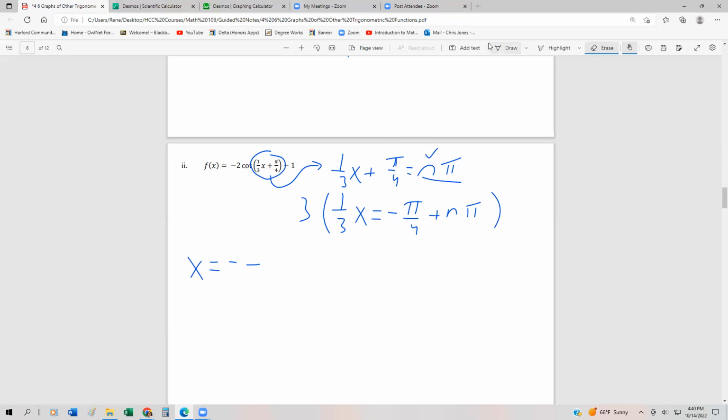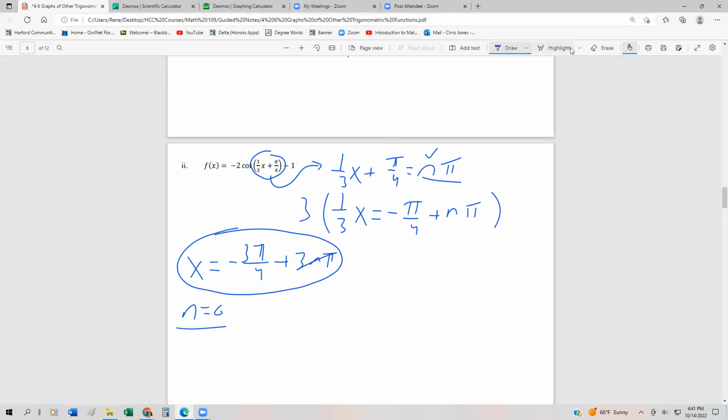That's going to be negative 3 pi fourths, and then plus 3n pi. All right, so that's the equation of all the asymptotes. Now, if we want two consecutive asymptotes, an easy way to do that is to substitute 0 back in and then substitute 1 back in. When n equals 0, that just makes this go away, which makes things really nice. That's why we use 0 and 1, just because they're easy numbers to work with.